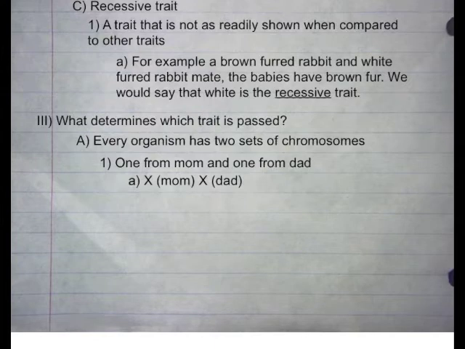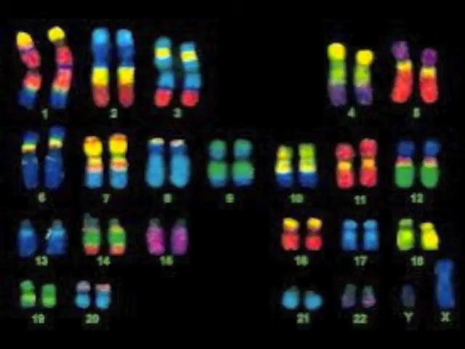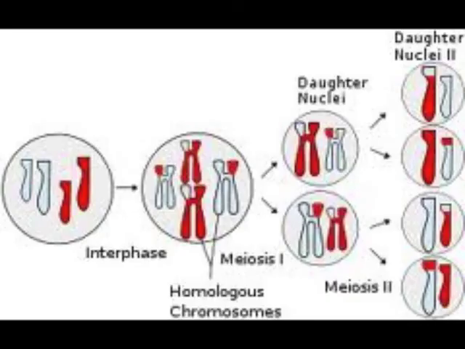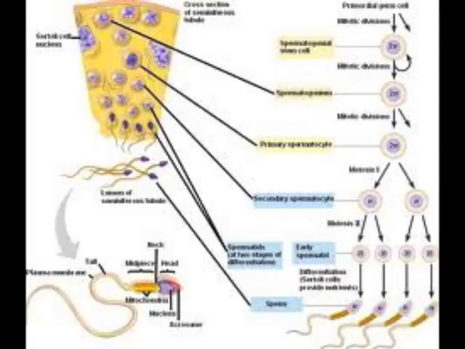Every organism has two sets of chromosomes, one from mom and one from dad. These are the chromosomes that make up the human body. Notice they come in pairs. Once again, one from mom and one from dad. During meiosis, the chromosomes split and go into individual sperm and eggs. In meiosis, after crossing over, the chromosomes are divided and sent to different sperm and eggs. Only one trait is given to each sperm and egg, regardless of if it's dominant or recessive.